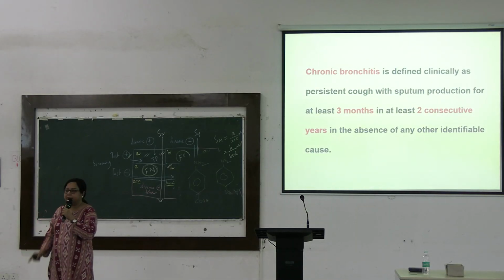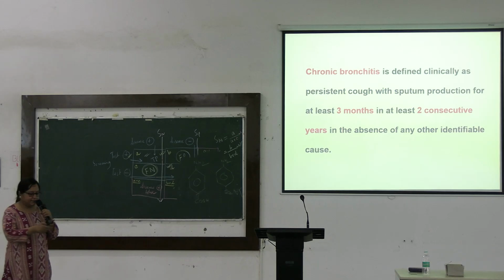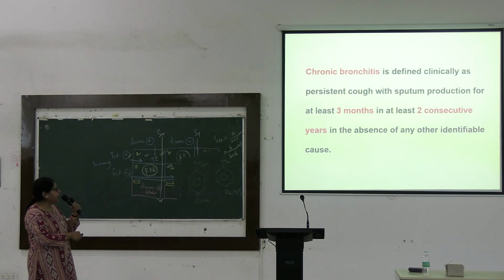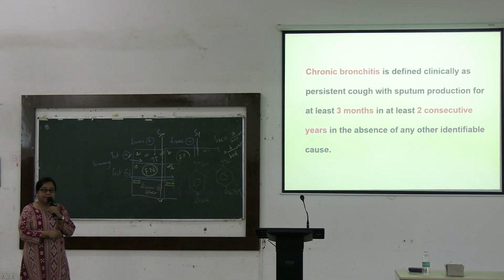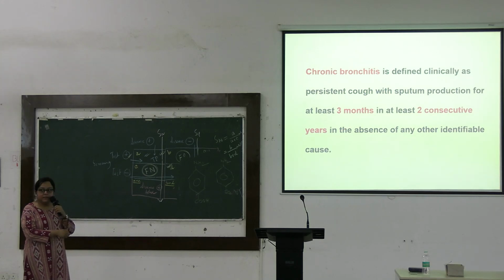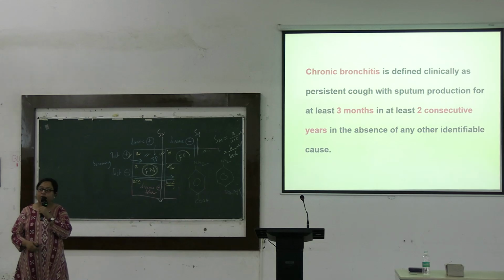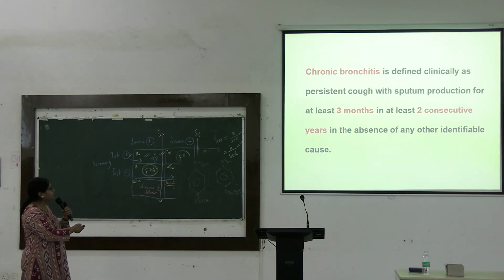So coming to the next type of COPD, that is bronchitis, and this is the definition. In chronic bronchitis, there will be persistent cough with sputum production for at least 3 months for 2 consecutive years. This is what you have to remember: persistent cough and sputum for at least 3 months for 2 consecutive years. Then it will be called chronic bronchitis.